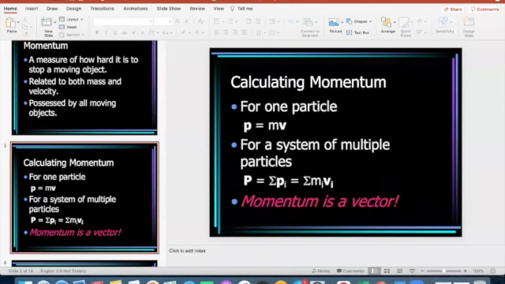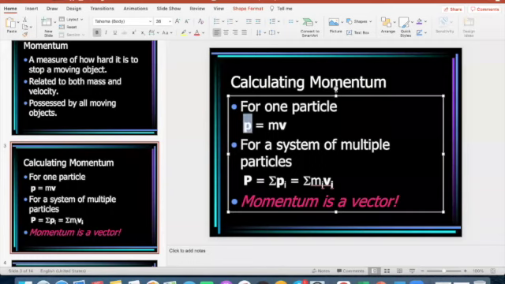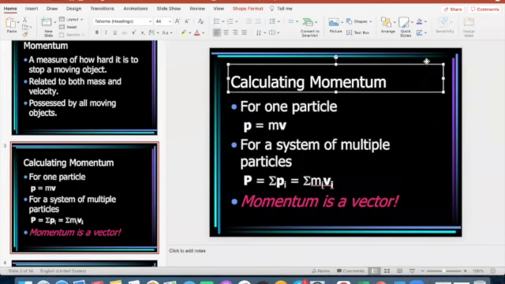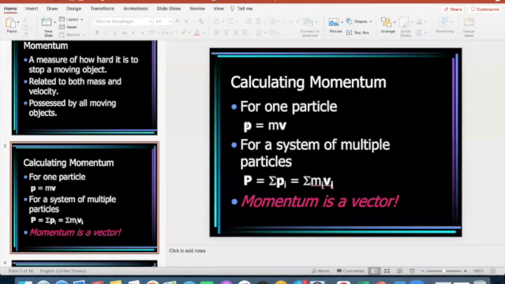All right, so the equation to calculate momentum: momentum is denoted by the lowercase letter p, and it's equal to the mass times the velocity. Momentum is not denoted by m, which you would think it would be, but m is already taken by mass. So they used a different letter of the alphabet for momentum. So p is equal to mass times velocity, and it is a vector.